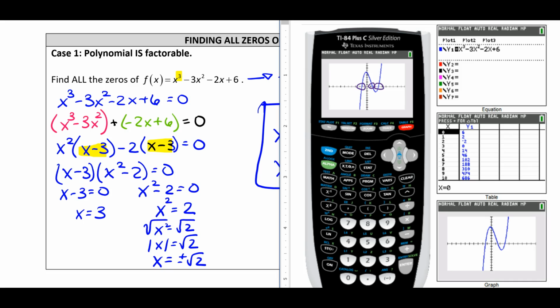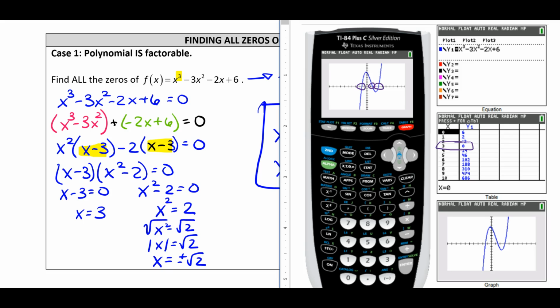Now the problem with using the calculator is we sometimes get tempted to rely on it. And while yes, we can see that 3, 0 is one of the real zeros there, the square root of 2 is not going to show up on the calculator. So you still have to depend on your algebra skills in order to solve those quadratics, because I want the exact answers. I don't want decimal approximations. If you use the calculator, you're going to get a decimal approximation.